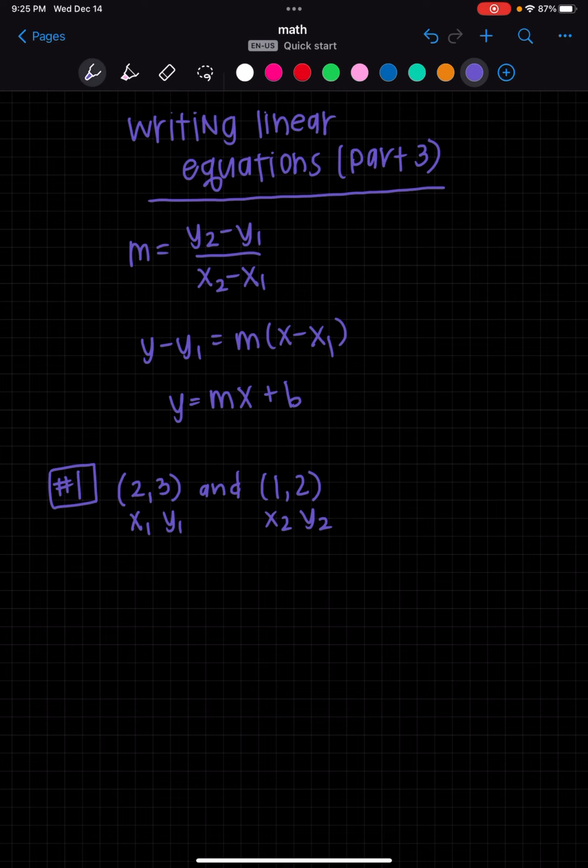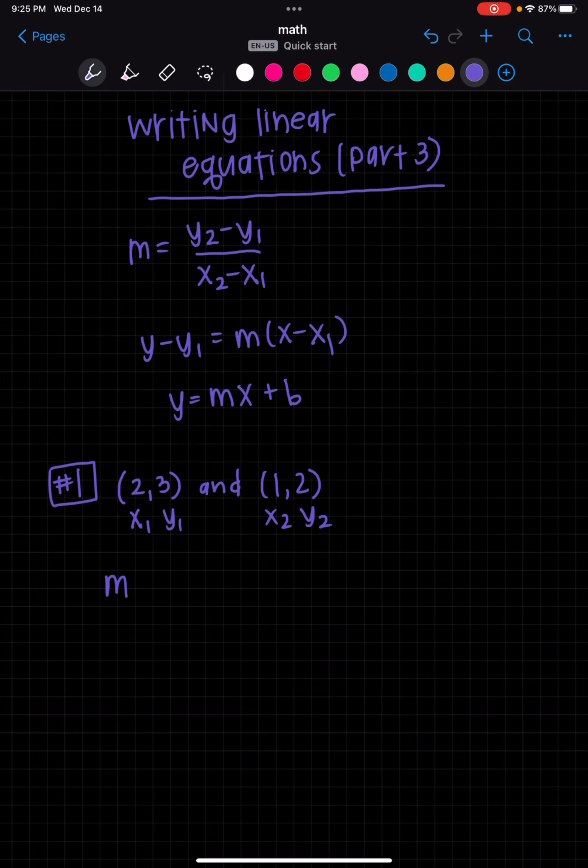So from here, we're going to put them inside the slope formula. So it's m equals, we start with y2 on the top, and our y2 in this case is 2, minus my y1, which is 3, over x2, which is 1, minus x1, which is 2. Now we're going to simplify that. So 2 minus 3 on top gives me -1. And then 1 minus 2 on the bottom gives me -1 as well. -1 divided by -1 can be simplified to just be 1. So my slope is 1.